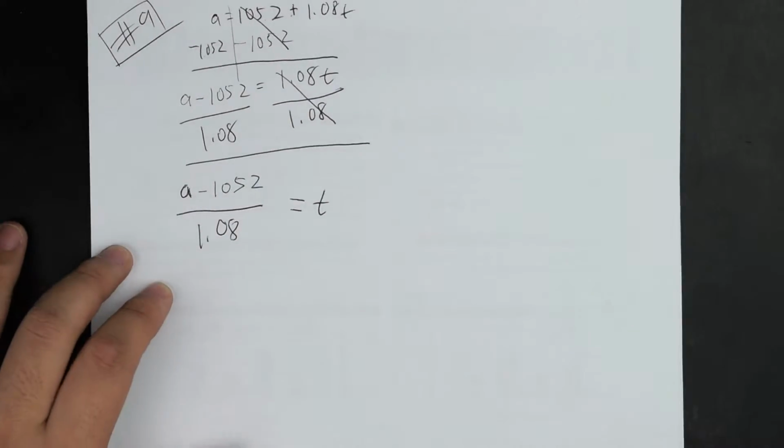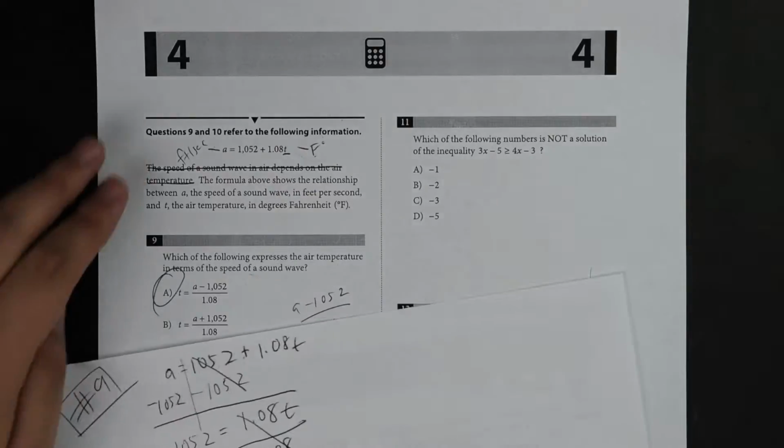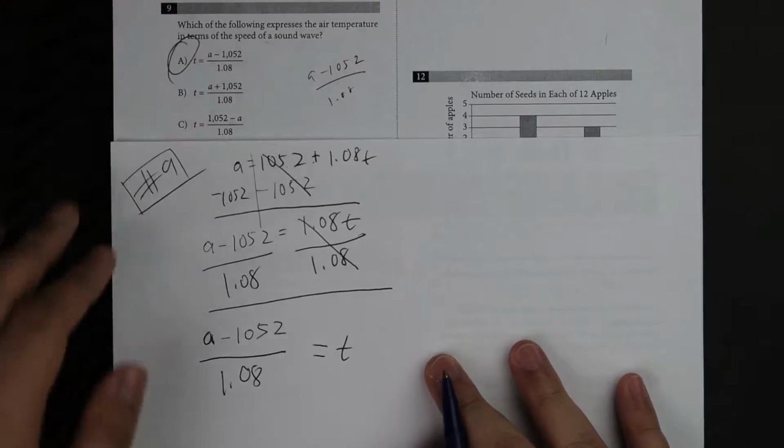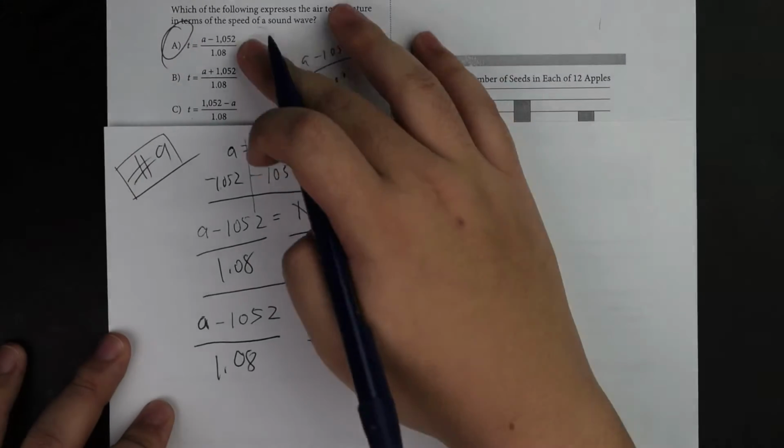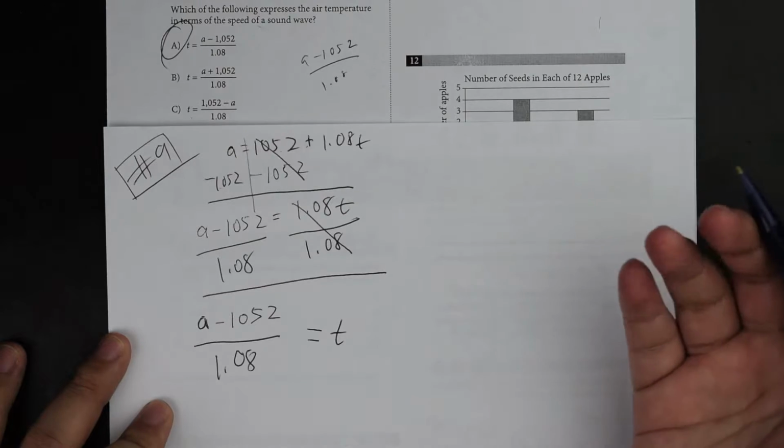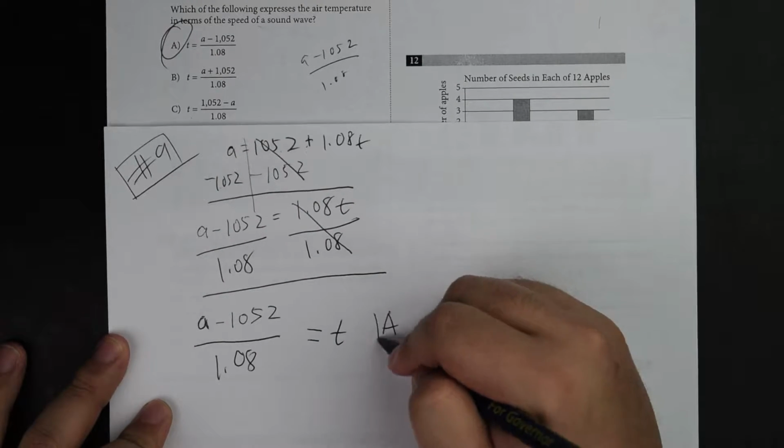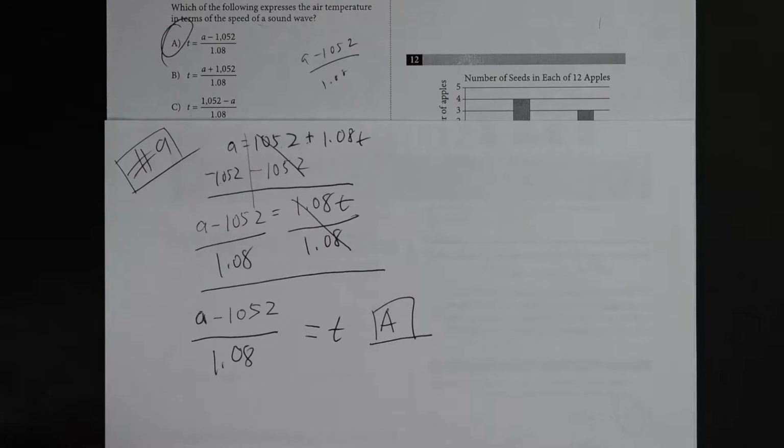With my final answer being this, I look at my answer choices and I notice, okay, A minus 1052 divided by 1.08 equals t, and so that's why my final answer is A for number 9. And that concludes my explanation for number 9.